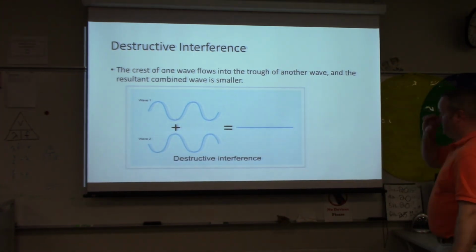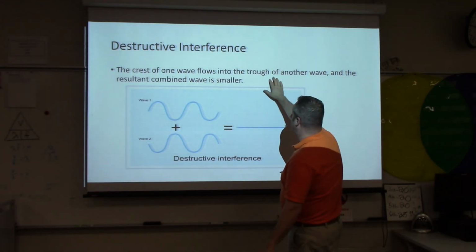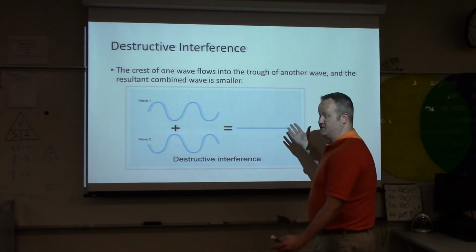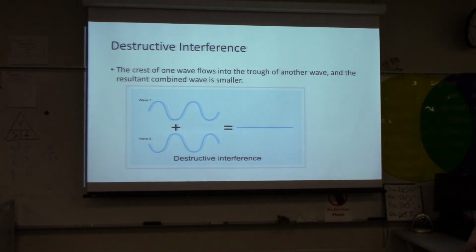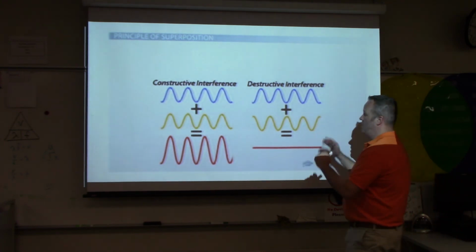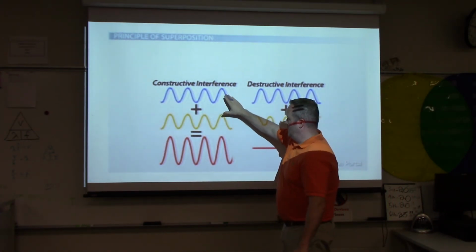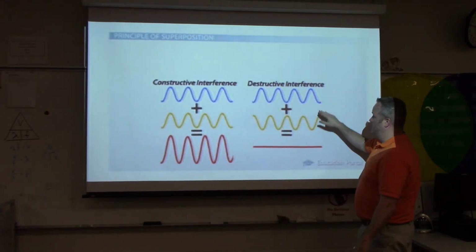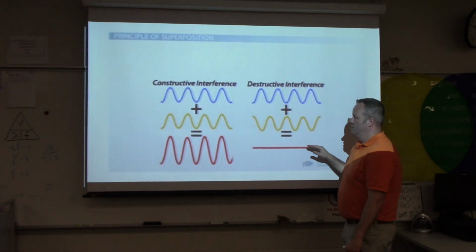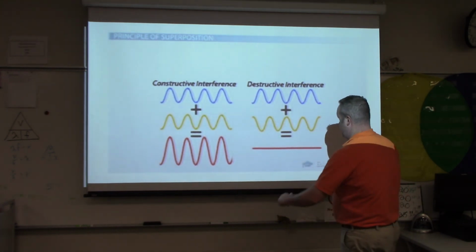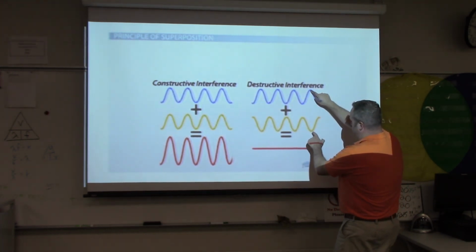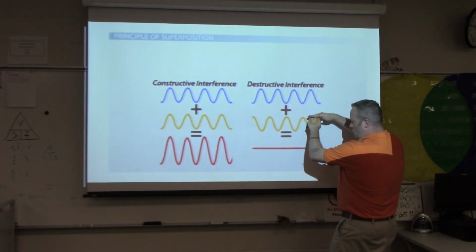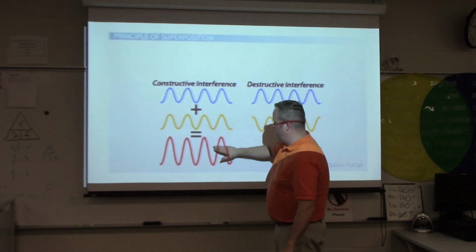So the destructive interference is the crest of one wave flowing into the trough of another wave, and the resultant combined wave is smaller, or in this case, doesn't even exist. Another way to compare the two, constructive, if you add the blue plus the yellow, you get the red wave, which is much greater. Here, blue plus yellow equals no wave at all. The amplitude is decreased. So again, you can see how the crest here and the trough here, they're in the same position, so they destroy each other. Whereas here, they combine. All right?